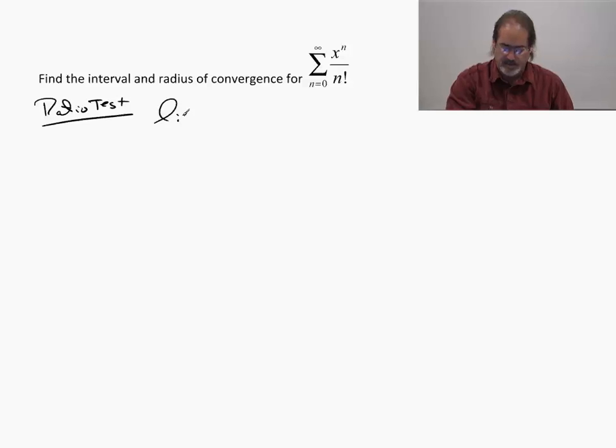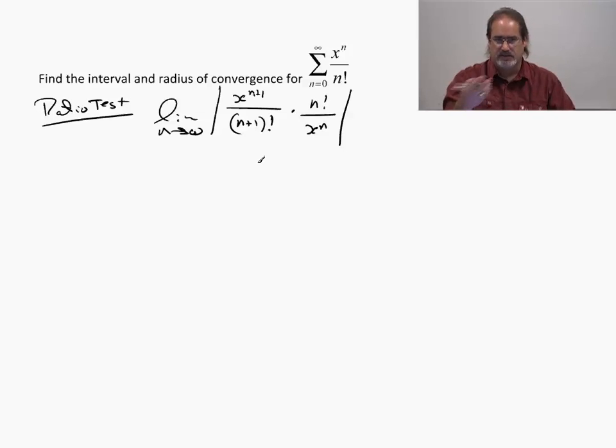I'm going to take a look at the limit as n goes to infinity of the absolute value of x to the n plus 1 over n plus 1 factorial, times n factorial over x to the n. Remember, that's the same as dividing. I just multiply by the reciprocal.